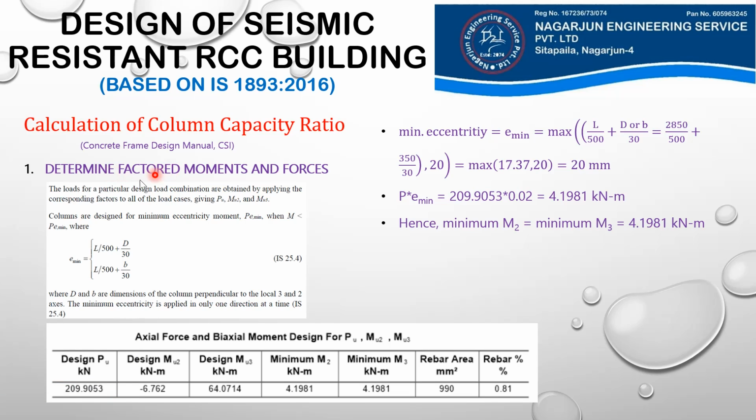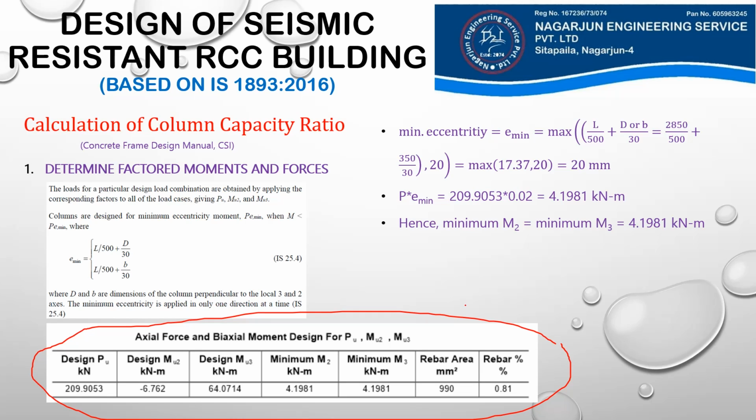The first step is we determine the factored moments and forces, or the software determines the factored moments and forces. The loads for a particular design load combination are obtained by multiplying the corresponding factors to all of the load cases: PU, MU2 and MU3. Let's see this figure. I took a screenshot of this figure from ETABS.